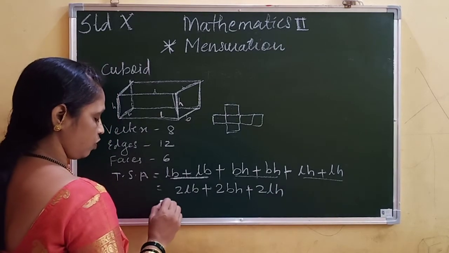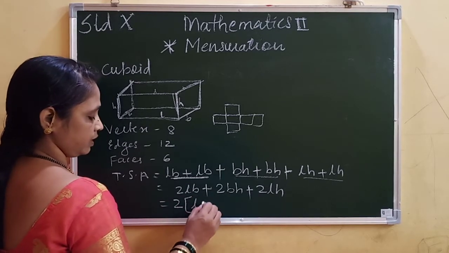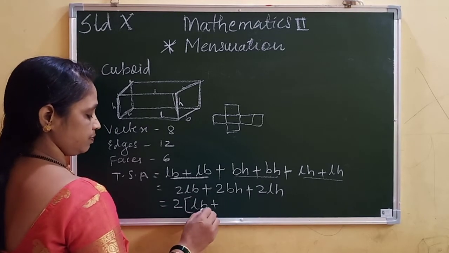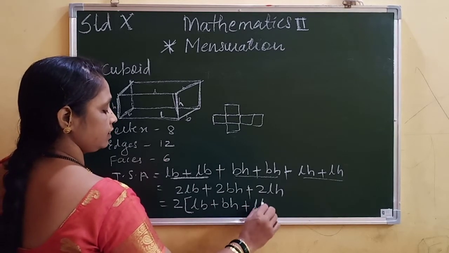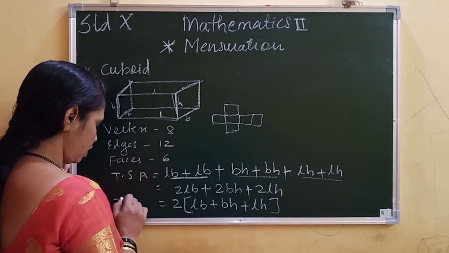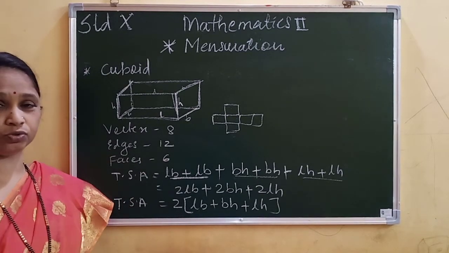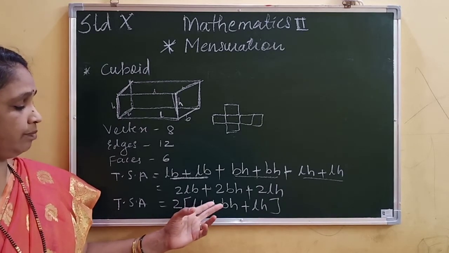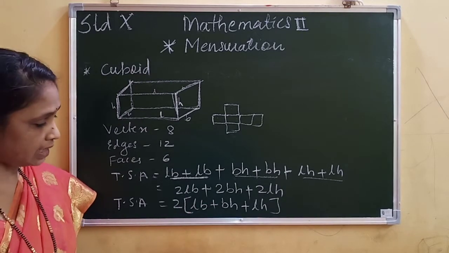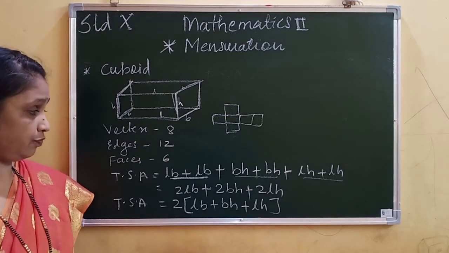So from this, we will take 2 common. After taking 2 common, it will be length into breadth plus breadth into height plus length into height. So this is the total surface area of a cuboid. Okay, so total surface area of a cuboid is 2 times (length into breadth plus breadth into height plus length into height). This is the total surface area.